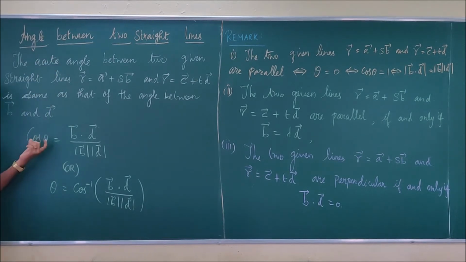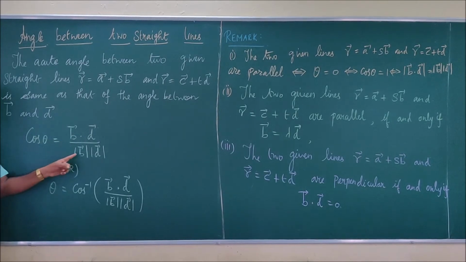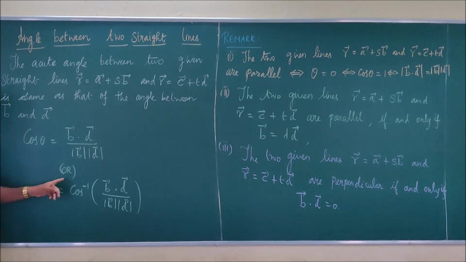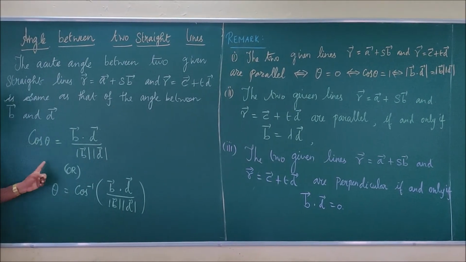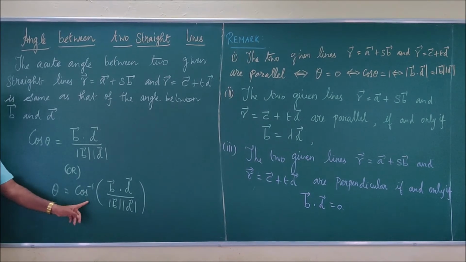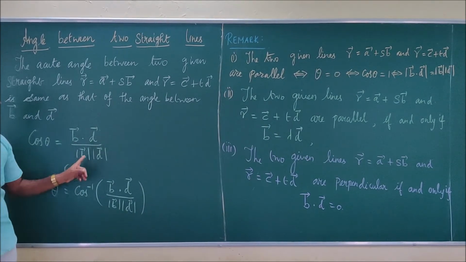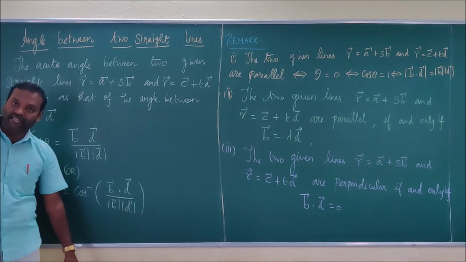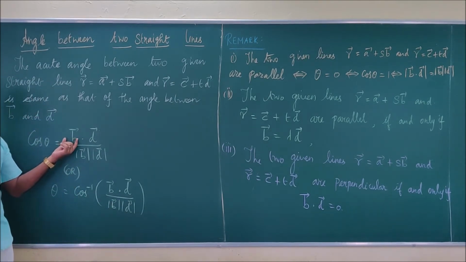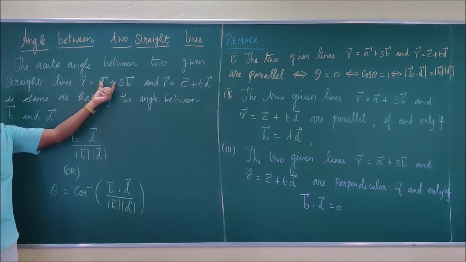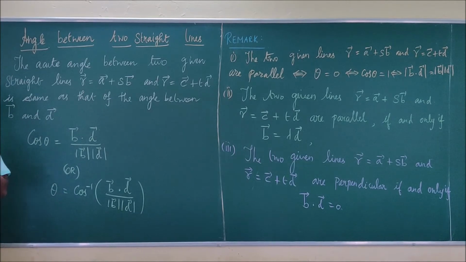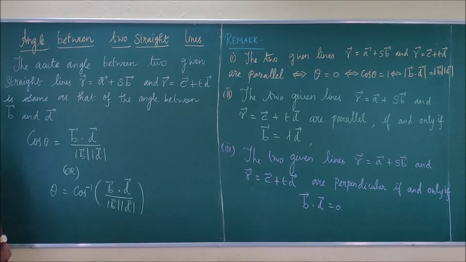Now the formula is cos theta equal to b vector dot d vector divided by modulus of b vector modulus of d vector. This can also be rewritten, when you bring the cos to the other side, as cos inverse. So theta equals cos inverse of b vector dot d vector divided by modulus of b vector modulus of d vector, where b vector is the directional vector for the first line and d vector is the directional vector for the second line. That is the thing you have to make a note of.